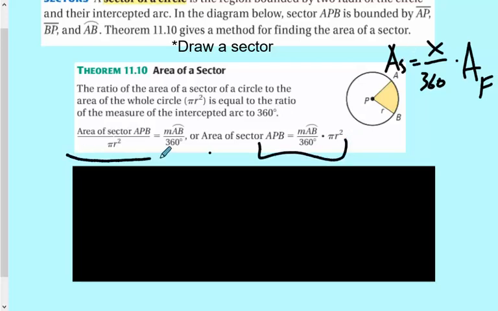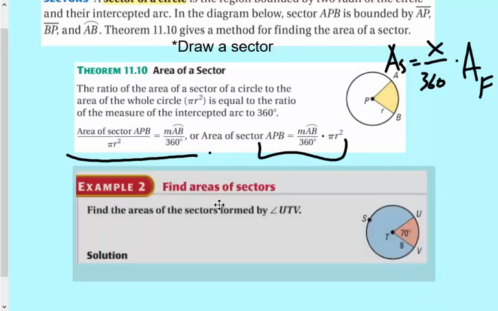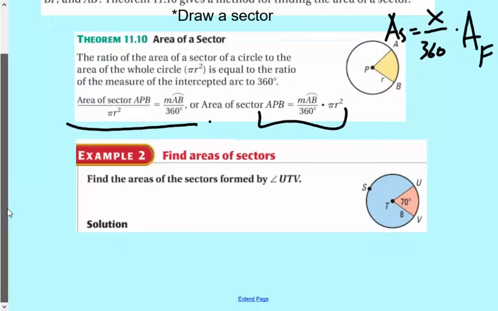Now again, you can use this ratio and proportion stuff, but I'm not going to do that. I'm going to jump into some examples right away, and I think it'll make a little bit of sense, especially if yesterday made sense. So find the area of the sectors. We're just going to find the red one. The blue one is the same thing, only you're going to use 360 minus 70, so you lose 290 degrees.